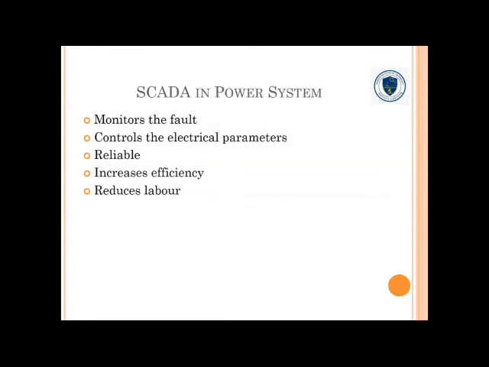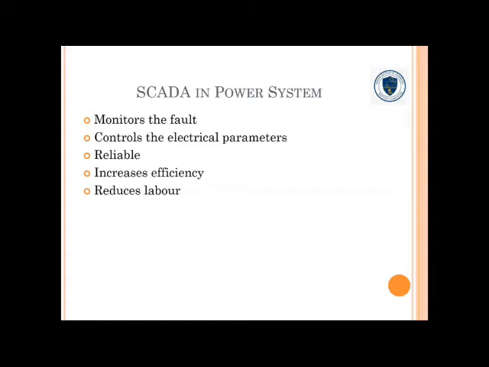SCADA in power system. The roles of SCADA in power system are: it monitors the fault, it controls the electrical parameters. Like frequency in India is to be maintained at 50 Hertz. So all the equipments are designed at 50 Hertz. So the frequency needs to be maintained constant, and SCADA will continuously monitor and control to maintain it.